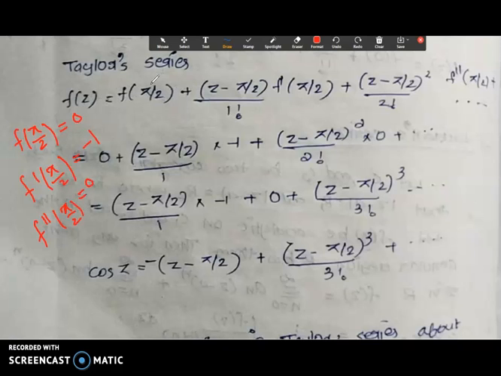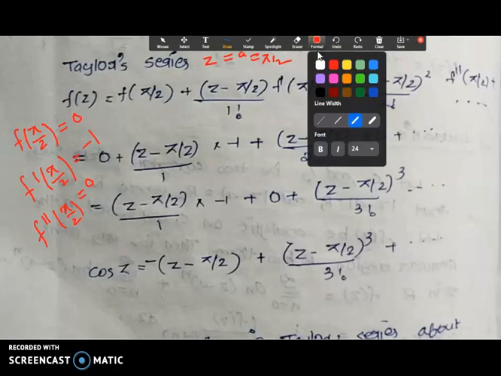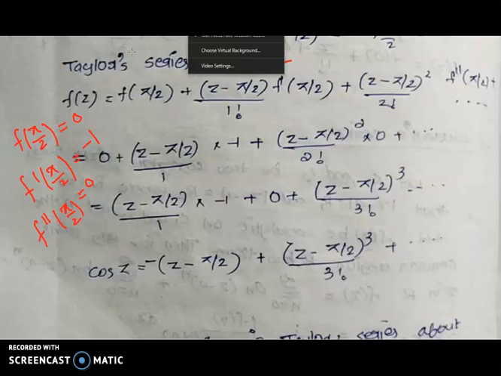f of z is equal to f of pi by 2. We replace a by pi by 2 because it is the Taylor series about the point z is equal to a. We take the point a as pi by 2 because it is given in the question, about the point pi by 2. So you replace it, we get f of pi by 2 plus z minus pi by 2 by 1 factorial into f dash of pi by 2, which is minus 1.